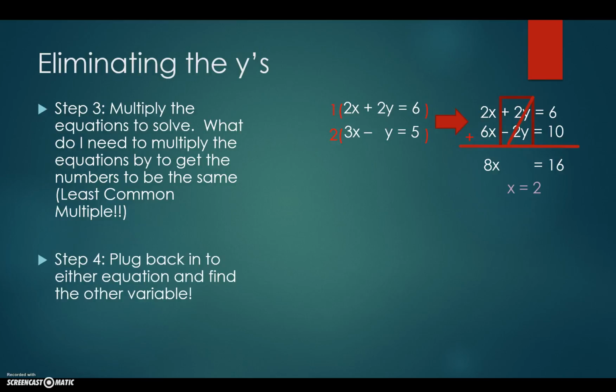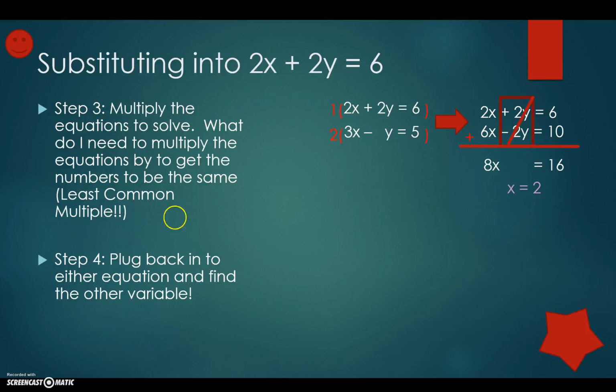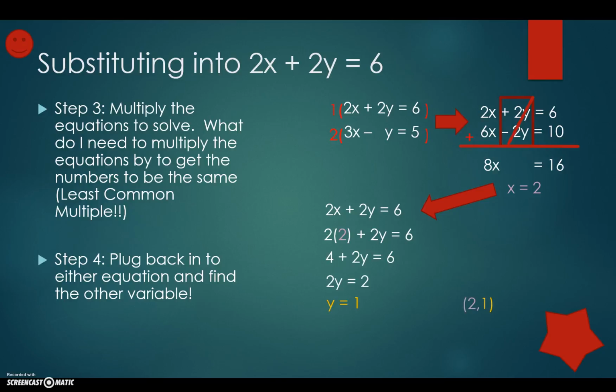Then moving on to step 4, I'm going to substitute it back in and determine what the value of y is. You have two options here: you can put it into the first two equations, or you can put it into one of your new ones. Let's put it back into 2x plus 2y is equal to 6. Putting the x in, I get 2 times 2 plus 2y equals 6. I multiply, subtract, and divide. So I see x is 2, y is 1, and I create a coordinate.